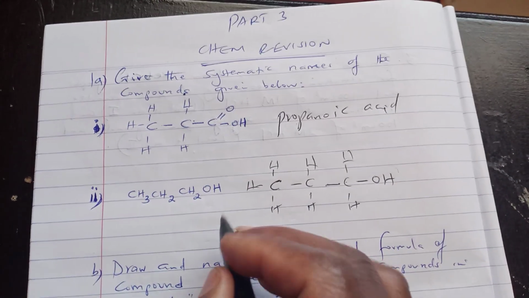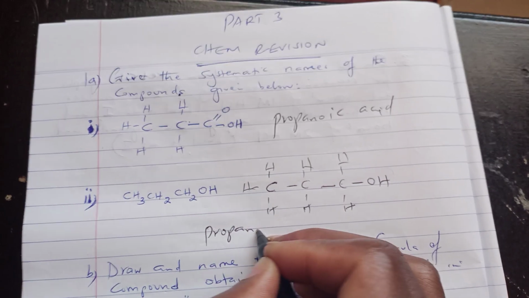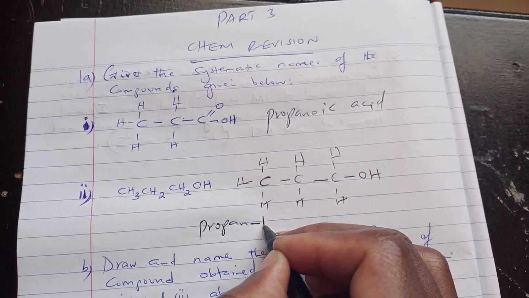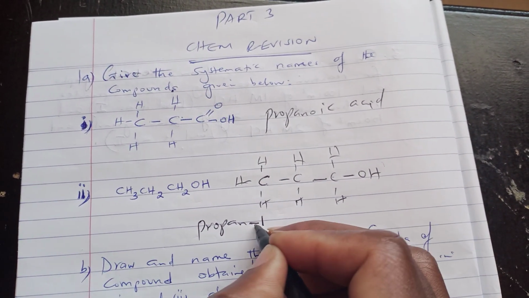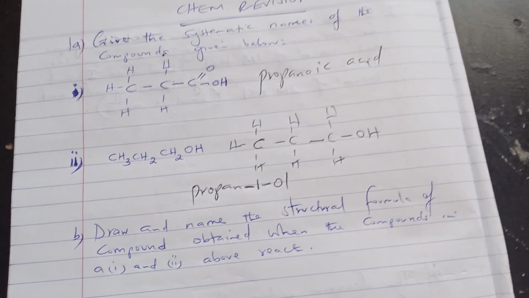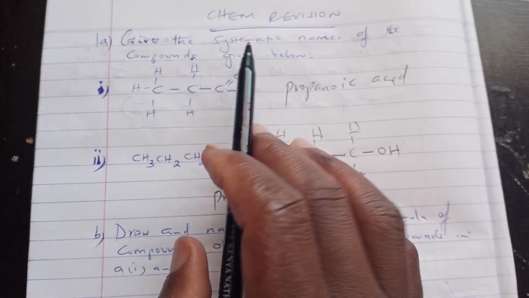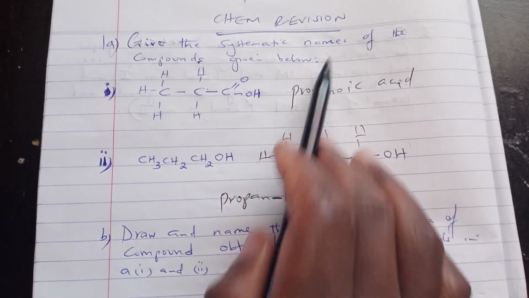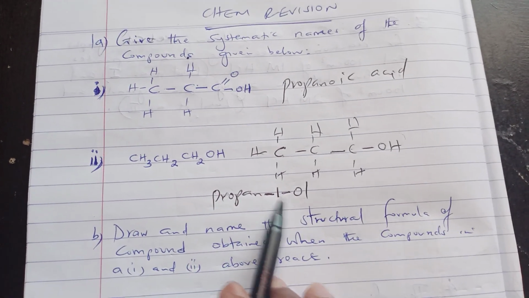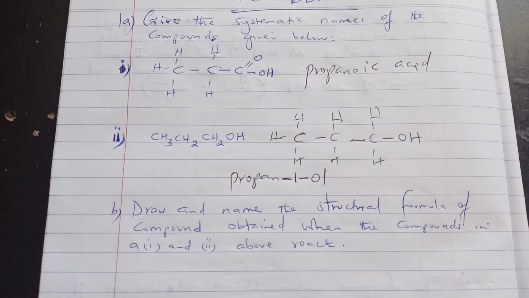So if you look at this one, it will be propan, and then the position of the ol or OH is shown. And it is propan-1-ol. So if you just write propanol, it is wrong because the question says you give the systematic names. So it is propan-1-ol. This is the correct answer for that part.